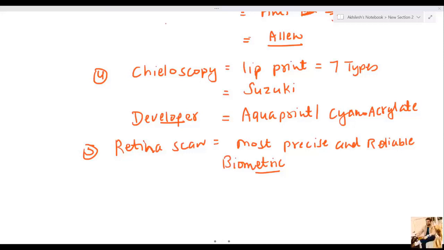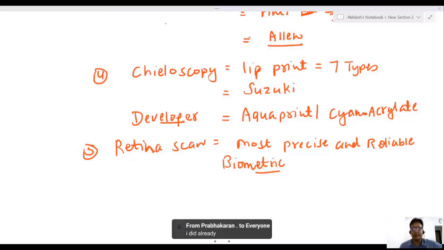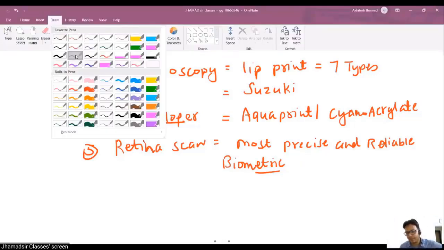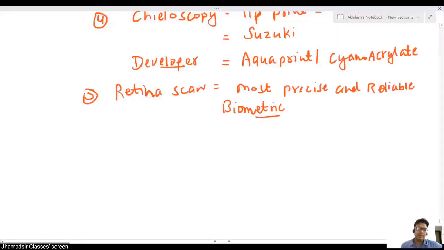The most precise and reliable biometric method is known as retina scan. Retina scan. Listen, Prabhakar, if you can't see, listen for a while. Number 6, superimposition technique.